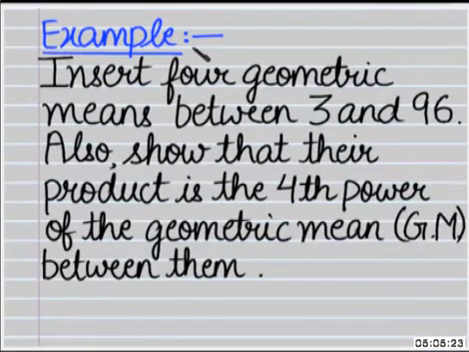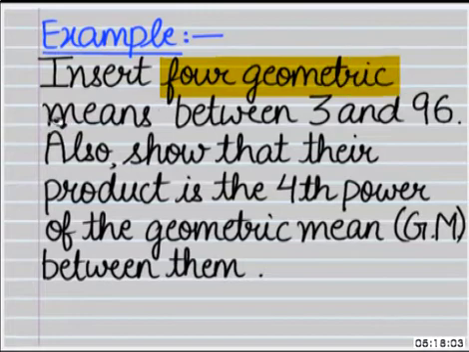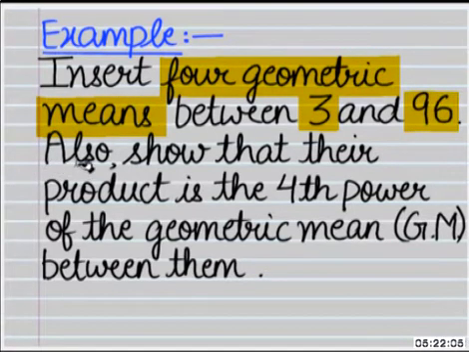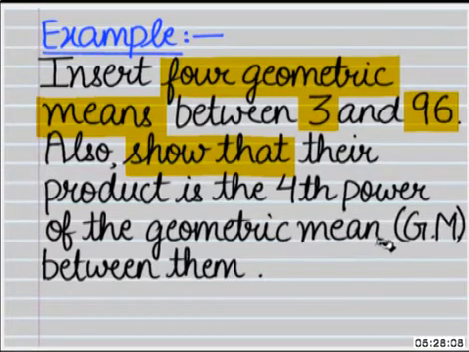Let us see an example. Insert 4 geometric means between 3 and 96. Also, show that their product is the fourth power of the geometric mean, that is GM, between them.